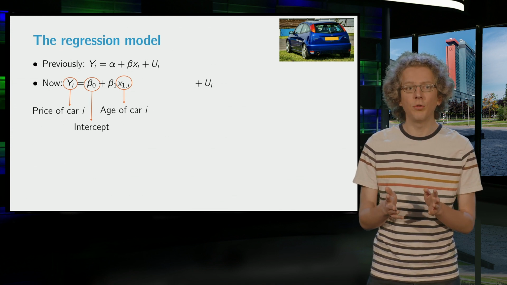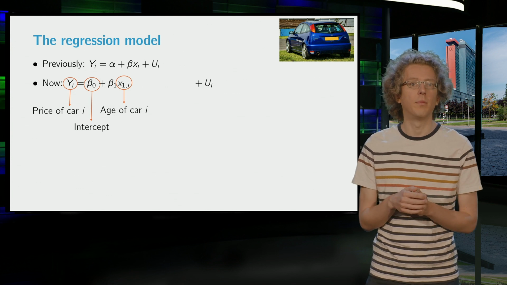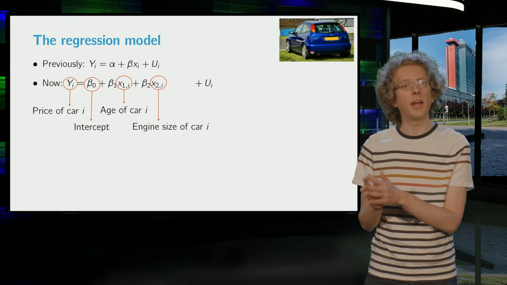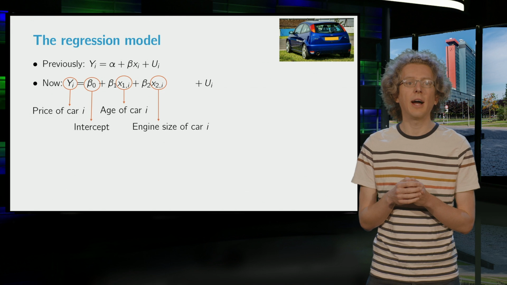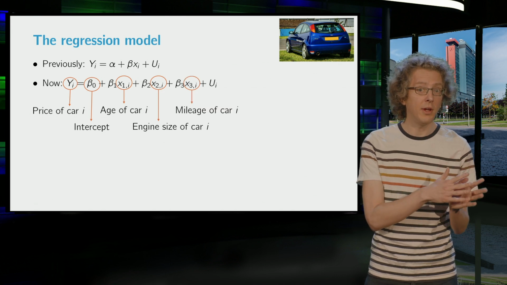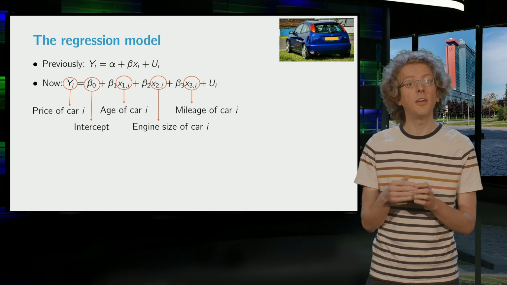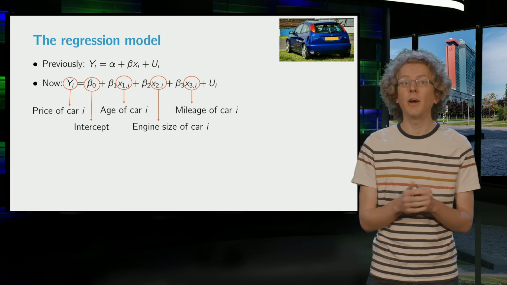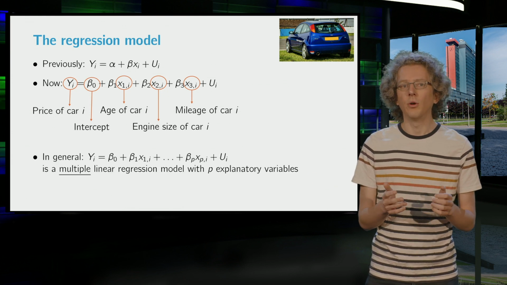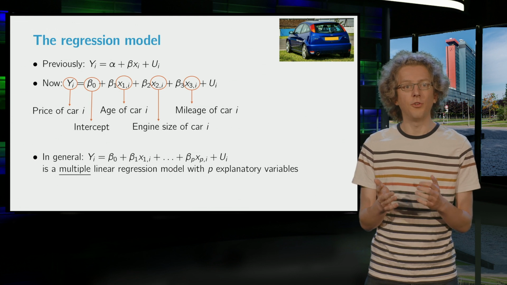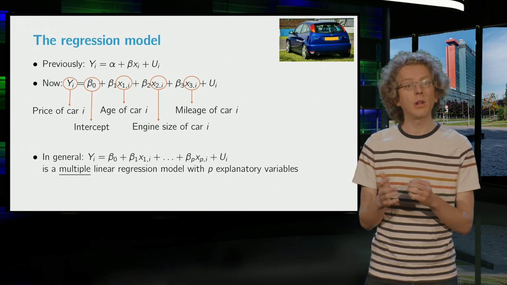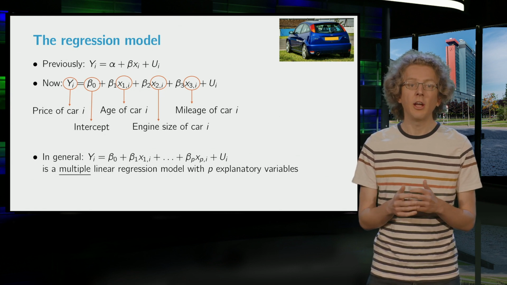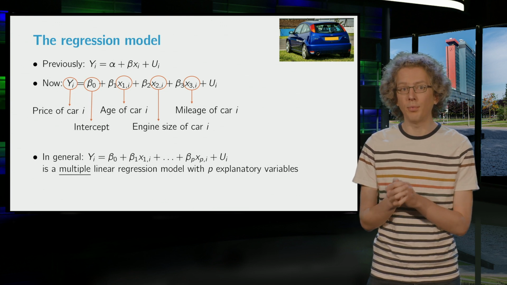We also want to include the engine size and the mileage in our model. So we add another term, beta 2 times x2i, where x2i is the engine size of car number i, and a term beta 3 times x3i, where x3i is the mileage of car number i. As you can see, we can now add any number of variables. So, in general, a linear regression model using p explanatory variables will look like this. If p is greater than 1, we call this multiple linear regression, as opposed to the simple linear regression we covered in the previous videos.